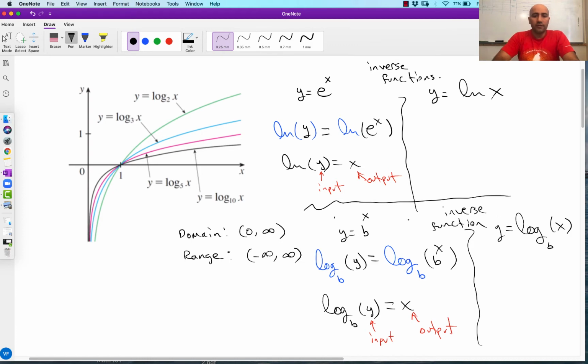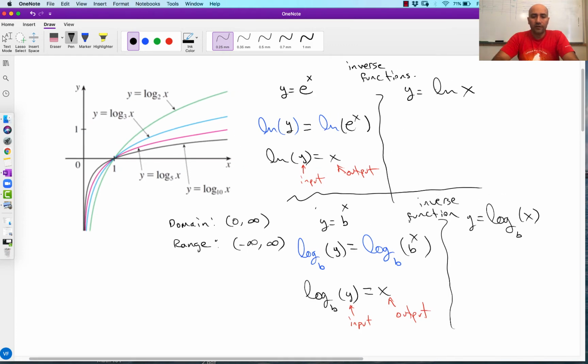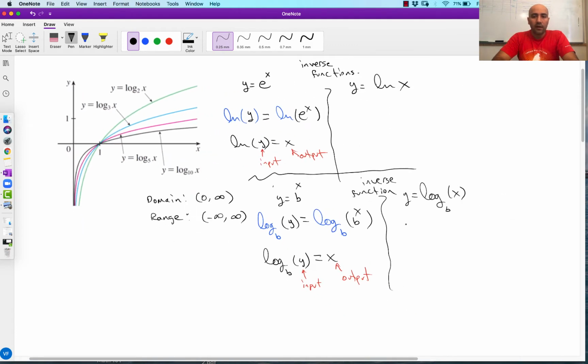Okay, so just reminding you a little bit about logs and exponential functions. Keep in mind that this is good for b being in the set between 0 and 1, or from 1 to infinity. So b is not allowed to be 0, not allowed to be 1, but any other positive number.